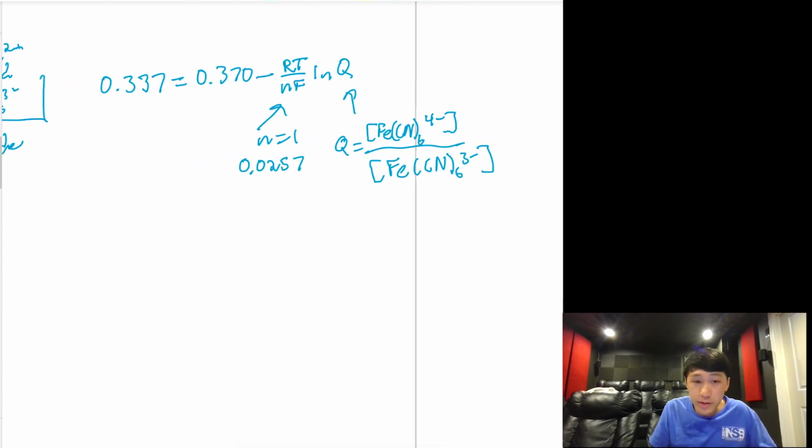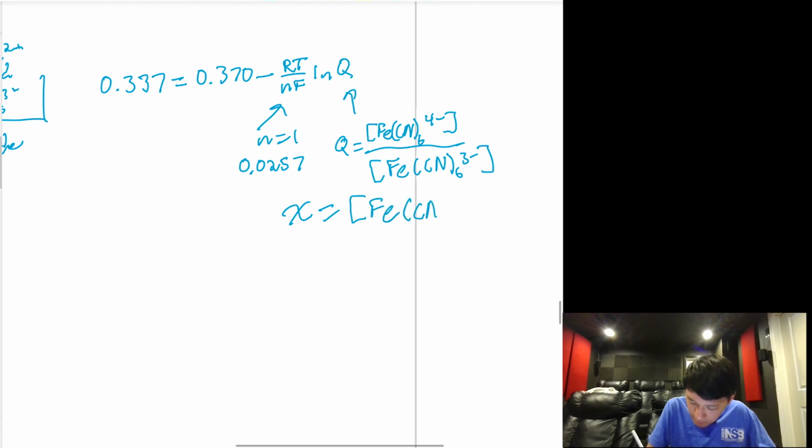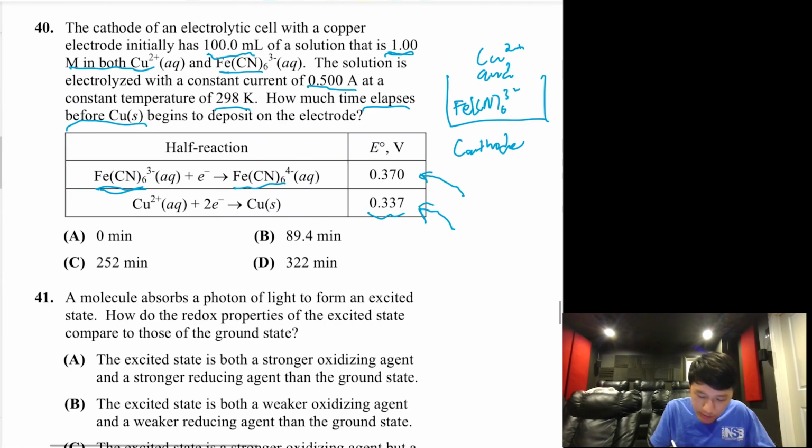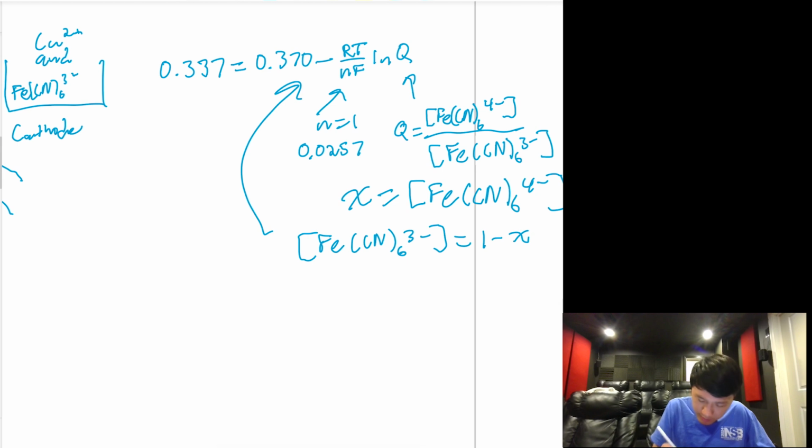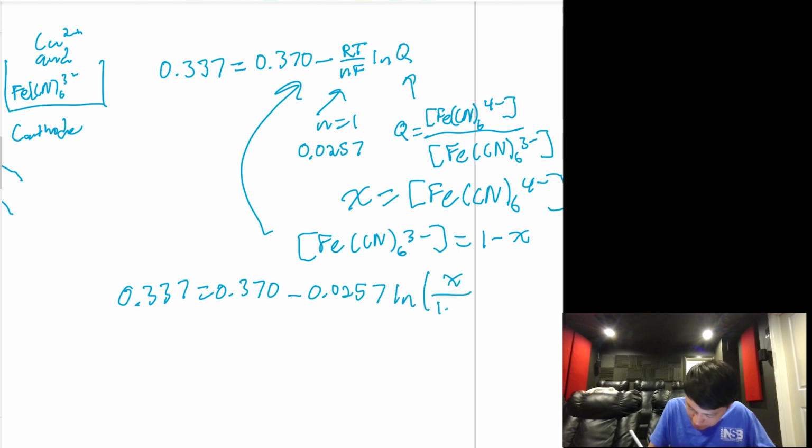And let's just set an arbitrary variable x, which is equal to the concentration of Fe(CN)6 4-. If this is equal to x, and we know that initially this complex starts at 1 molar, we can say that the concentration of Fe(CN)6 3- is equal to 1 minus x. So we can plug all of this back into our equation. We get 0.337 equals 0.370 minus 0.0257 times natural log of x over 1 minus x.